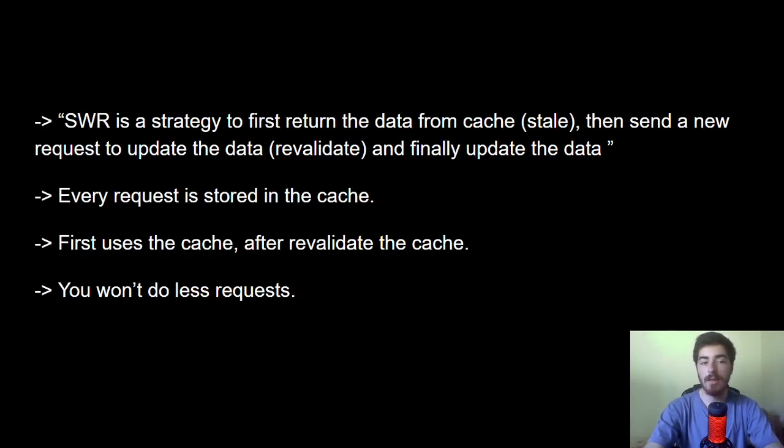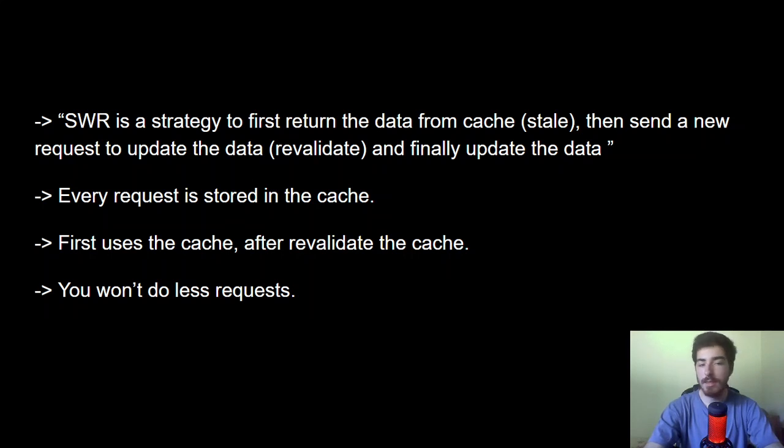SWR is a strategy to first return the data from cache, the stale data, then send a new request to revalidate the data, and finally update the data. So what does it mean? Basically, if the user enters your application, SWR will check if there is data in the cache. If there is data in the cache, that data will be returned, and at the same time, in the background, SWR will make a new request to revalidate the data.